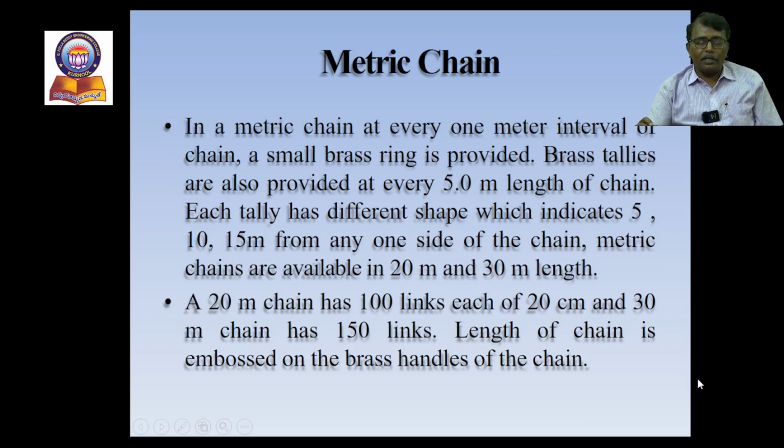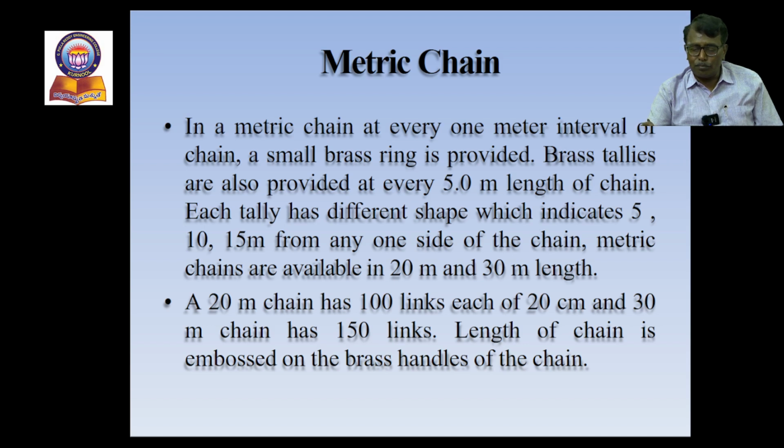In a metric chain, at every 1 meter interval of the chain, a small brass ring is provided. Brass tallies are also provided at every 5 meters length of chain. Each tally has a different shape which indicates 5 meters, 10 meters, 15 meters from either side of the chain. Metric chains are available in 20 meters and 30 meters in length. A 20-meter chain has 100 links, each of 20 centimeters, and a 30-meter chain has 150 links. The length of the chain is embossed on the brass handle of the chain.